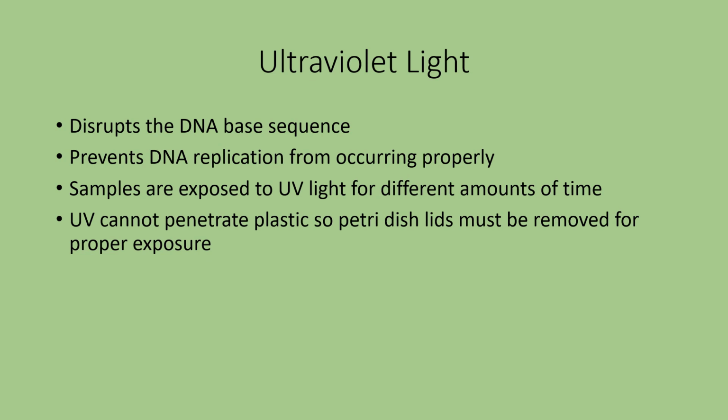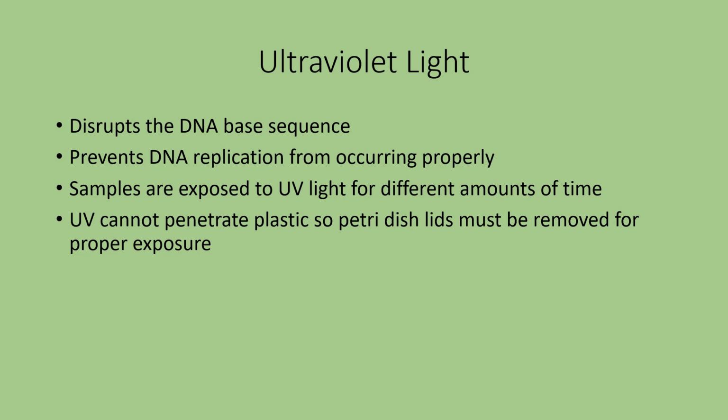One thing you have to keep in mind, when you are doing this experiment, you're going to grow the bacteria on a plate. You're going to inoculate the plates and then expose them to UV light. If you are using UV light as a means of controlling the growth, you have to remember that UV light cannot penetrate through plastic or glass. So in this experiment with the petri dishes, you're going to have to remove the lid of the petri dish during the exposure time. Otherwise, it's not going to work.